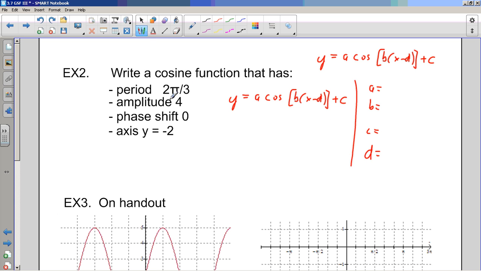Period of 2 pi over 3. Now, remember, the period is 2 pi over 3. We want the b value to be in the equation itself, right? Well, what's the b value here? Well, we know the period in general is 2 pi over little b. Well, that one's pretty easy to see, right? The b is 3. This little b is 3.